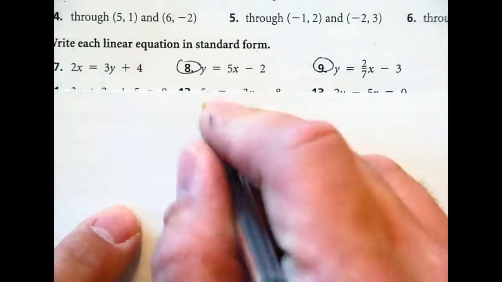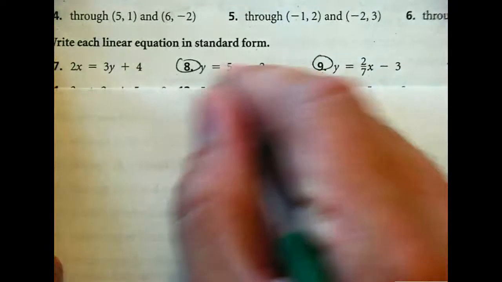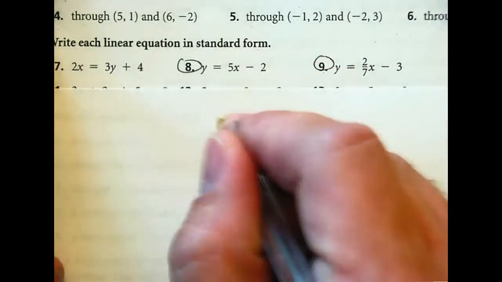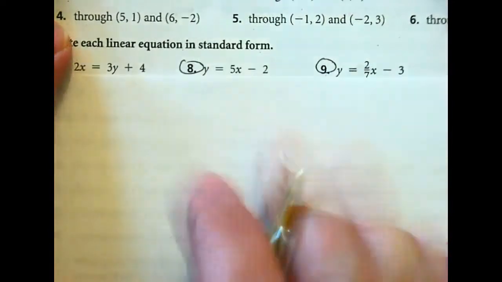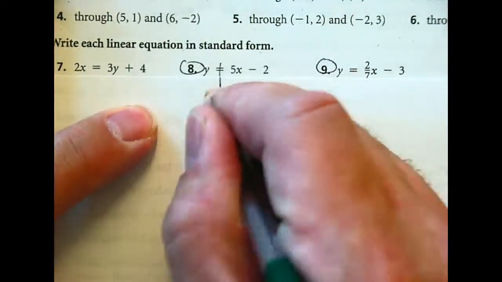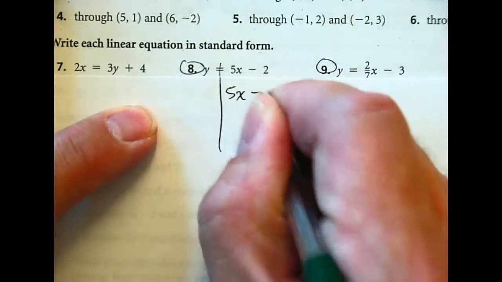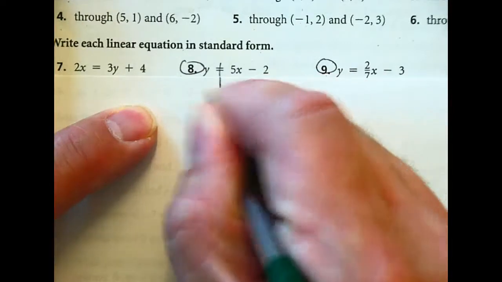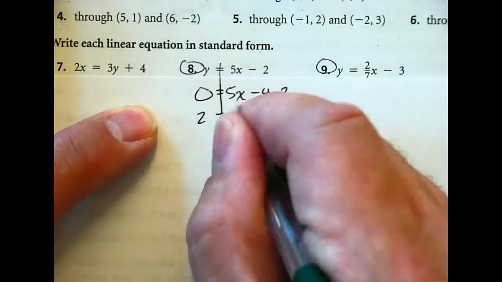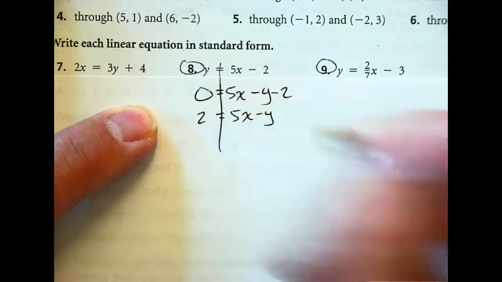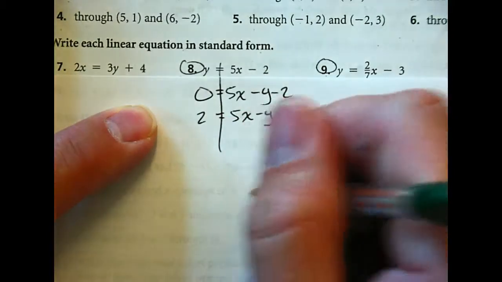Okay, so it's happened twice now where students want to bring the y over. So that's fine. If you're going to subtract y over, now you have 5x minus y minus 2 equals 0. And then you bring the 2 over there, which most of you do in one step. So you add 2 and you get 5x minus y equals 2. That's okay if you want to go that route.